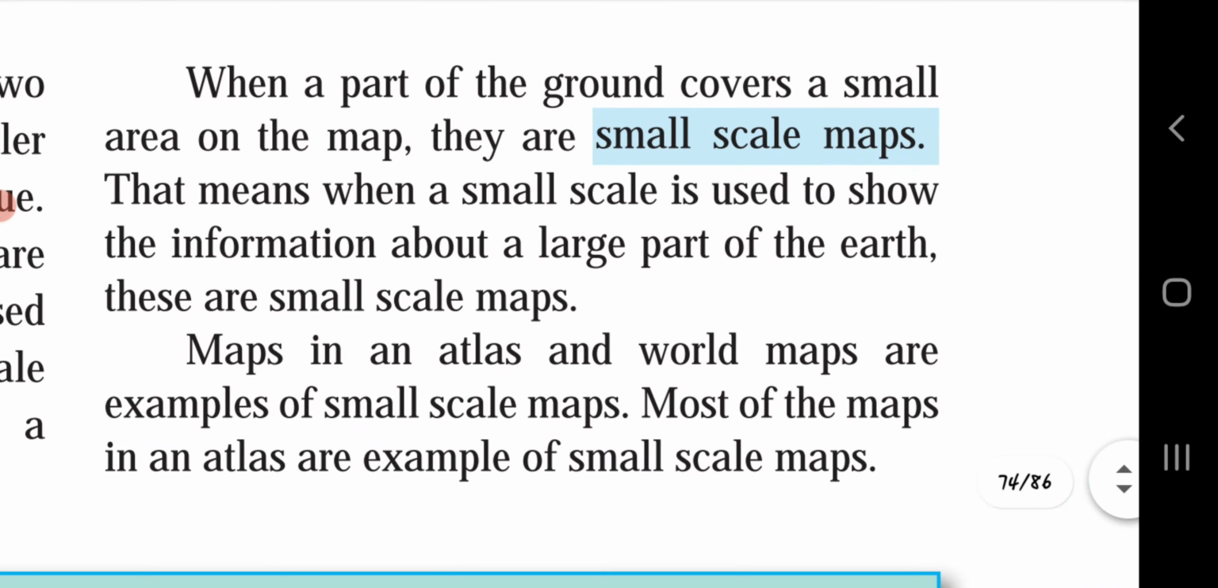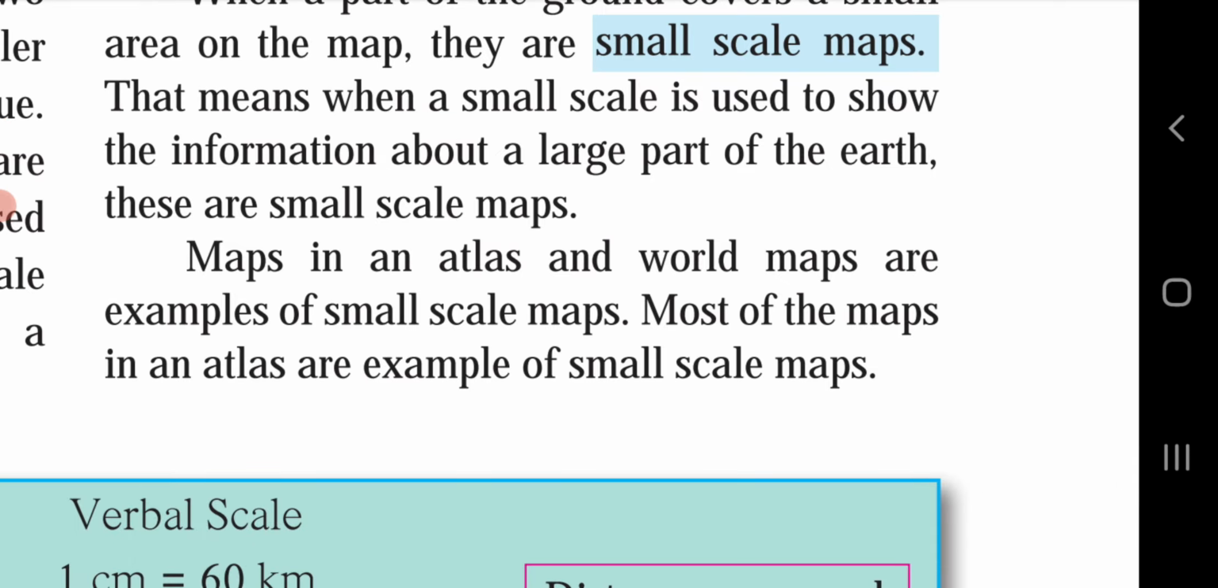When a part of the ground covers the small areas on the map, they are small scale maps. That means when a small scale is used to show the information about a large part of the earth, these are small scale maps. Maps in an atlas and world maps are examples of small scale maps. If you see our country map, our country is too big, but on an A4 size paper we have the scale of our map.